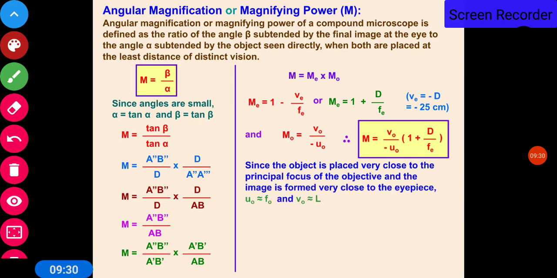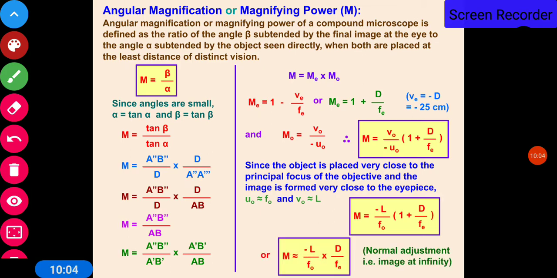Since the object is placed very close to the principal focus of the objective and the image is formed very close to the eyepiece, we can say that U naught is equal to F naught, the focal length of the objective, and V naught is equal to L. L is the length between the objective lens and the eyepiece. So replacing these two values, the formula reduces to M is equal to minus L upon F naught into 1 plus D upon FE, or M is equal to minus L upon F naught, 1 plus D upon FE. This formula is for the normal adjustment.